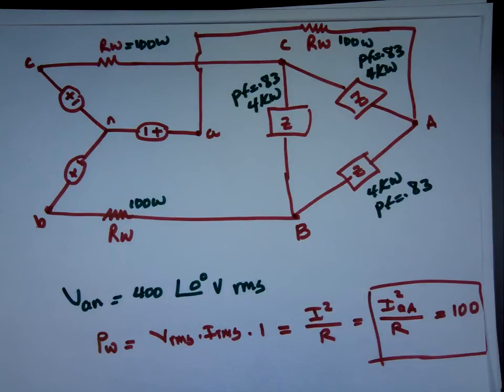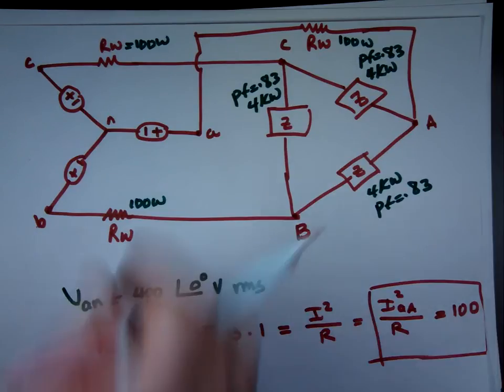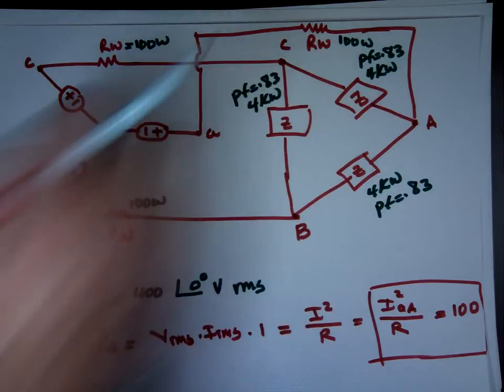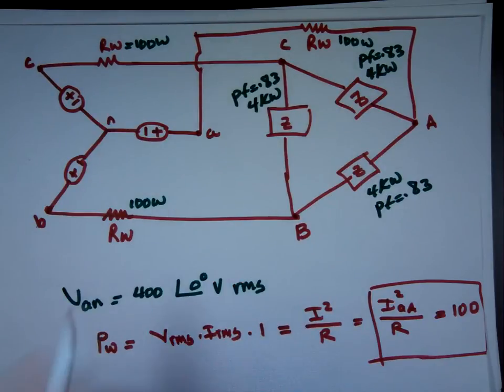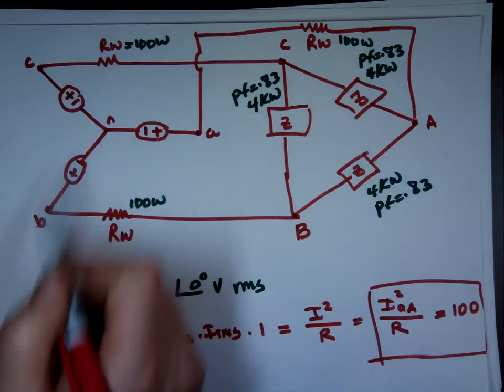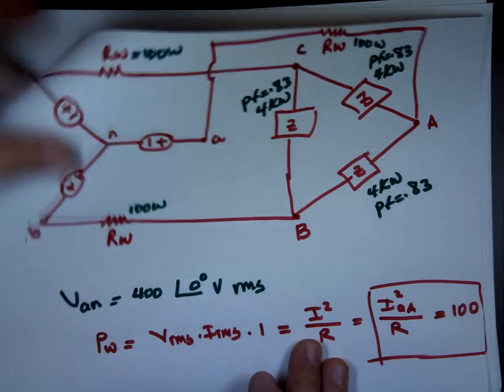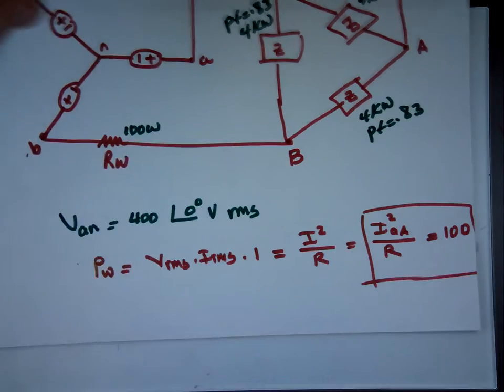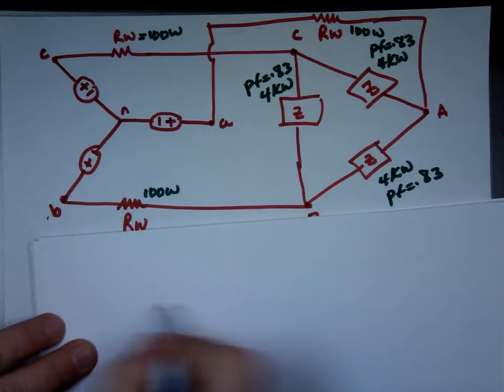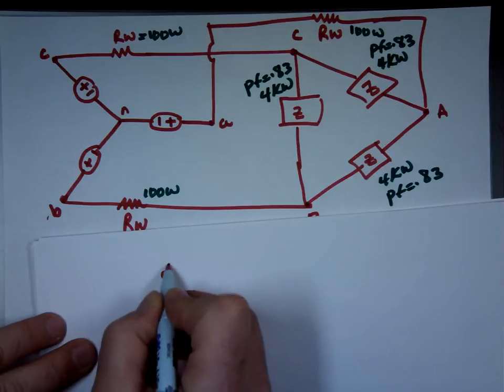I can convert this source to a delta source. I can find VAB and VBC and VCA. So if I convert this source from Y to delta, and that's probably what I'm going to try to do, my circuit will look like this. Let me draw a little bit nicer. I'll put A on the top. I like A on the top. I'm going to put my source here.